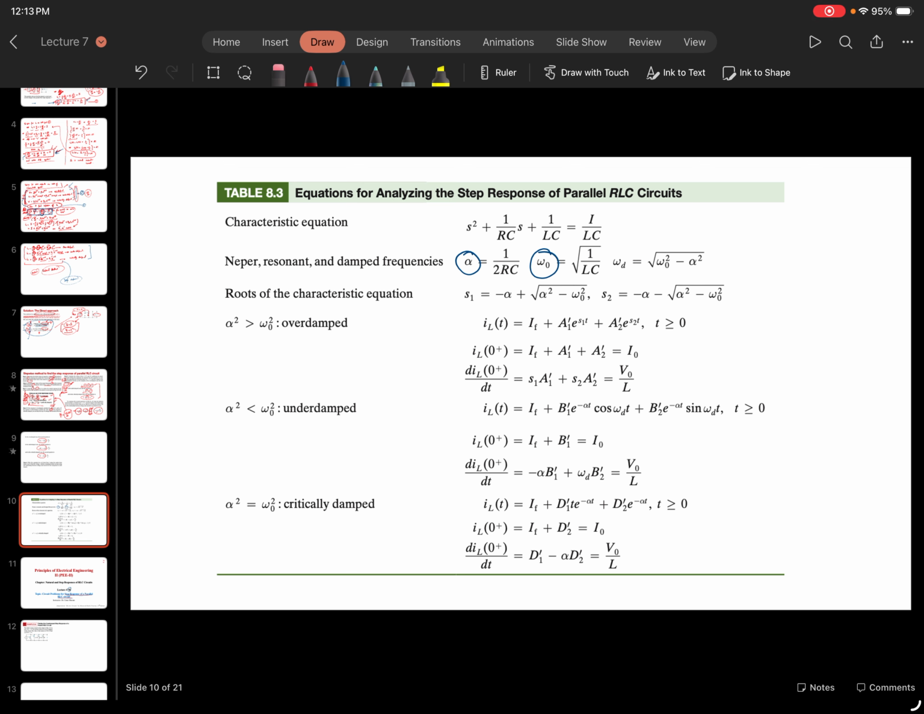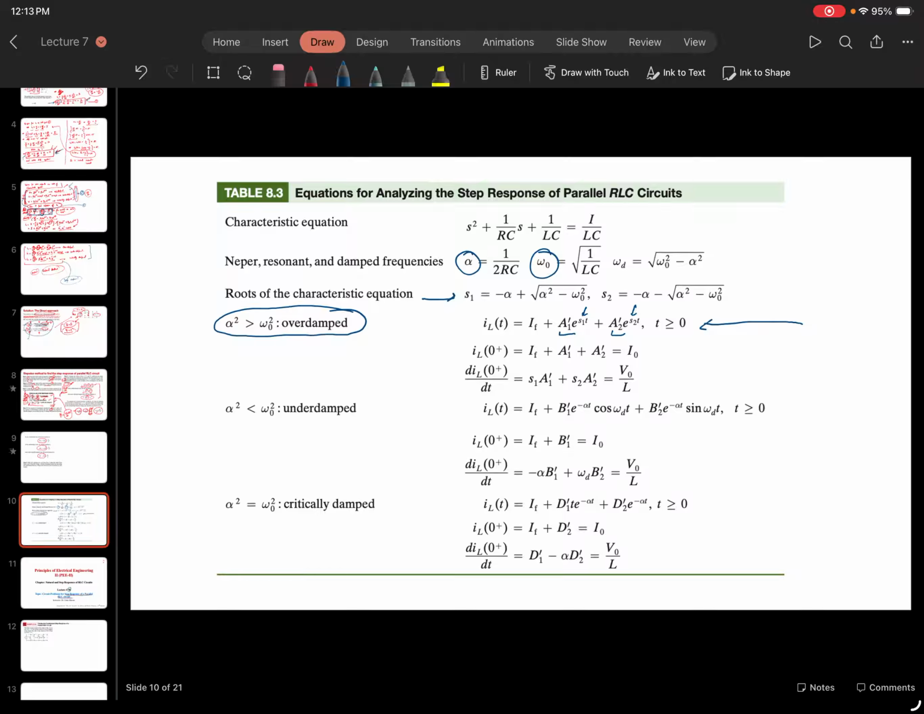Based on how these two look, for example, in case of overdamped, if your alpha square is greater than omega naught square, your response is going to be overdamped. In that case, you have to use this equation. This is going to be your inductor current expression. In order to do that, you have to find the values of A1 and A2. Before that, you have to find the values of S1 and S2, so you can use these roots of the characteristic equation to find S1 and S2. And then, of course, find the values of A1 and A2.